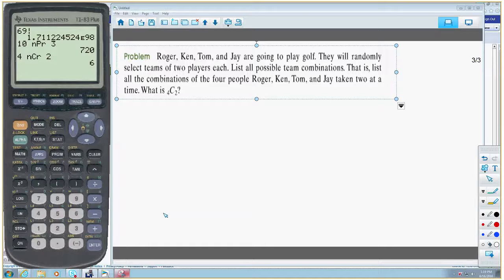We're not going to use the formulas? You can, or you can use the nCr. That would be 4 factorial over 2 factorial times 2 factorial. 4 times 3 times 2 times 1 is 24. Then 2 factorial times 2 factorial is 4. And what's 24 divided by 4? So much easier. 6.